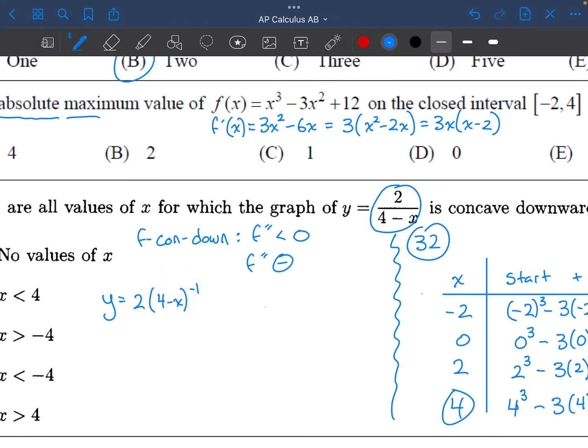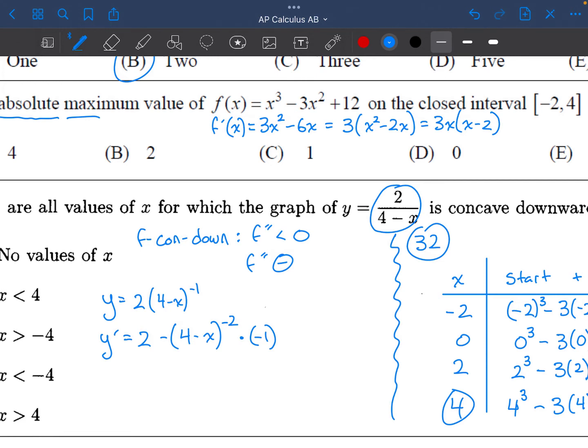So if I do that, y prime, the first derivative, there's a 2 again, and then I'm going to do our power rule. Power rule states that this -1 is going to come down in front and then go down one power. So I'm going to have -1 times 4 minus x, now to the -2, and then I need to multiply by the derivative of the inner. The derivative of the inner is a -1.